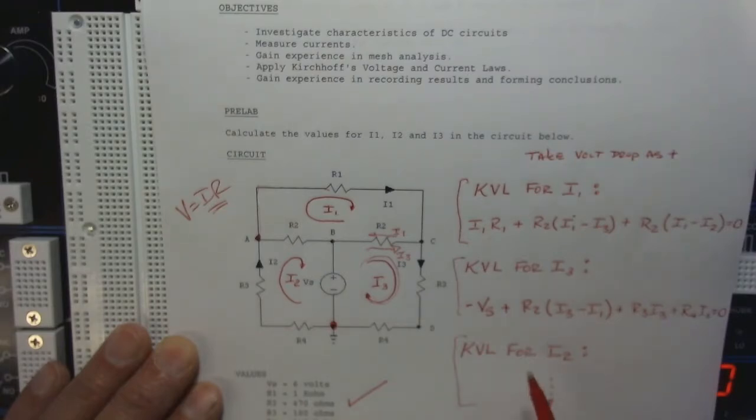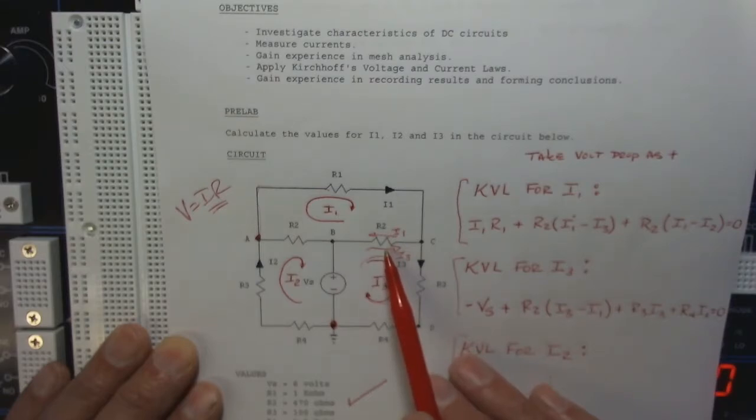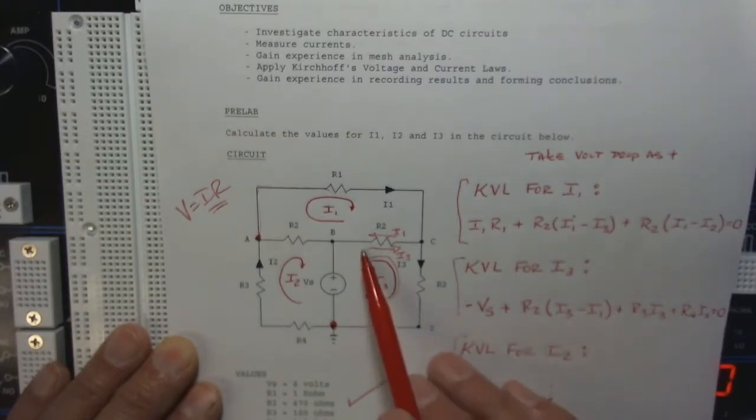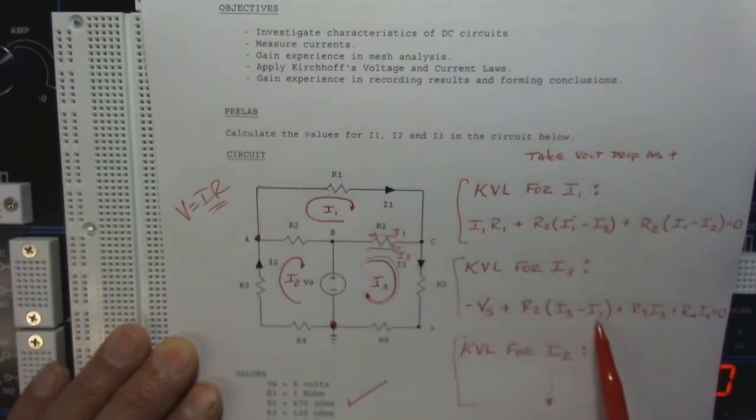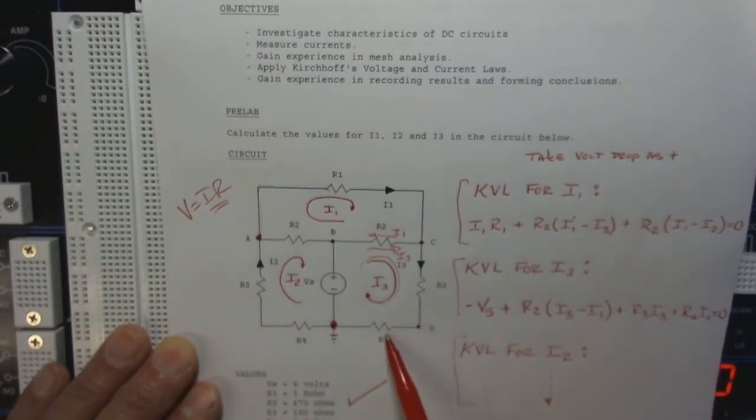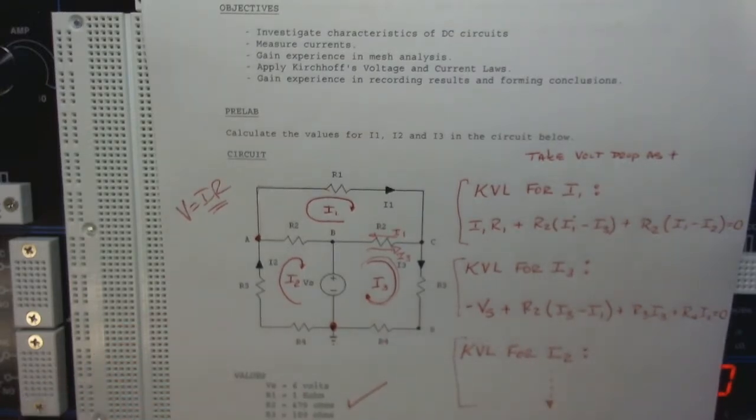You'd have the same equation. So minus Vs, then I get up here, and now I have R2 times I3. That's now going in the direction we're going. I3 is going to the right. I1 is opposing it, so it's minus I1. So R2 times I3 minus I1. And then as you turn and you go down through here, you're going to have I3 times R3 and also I3 times R4. So make sure that you can write those equations.